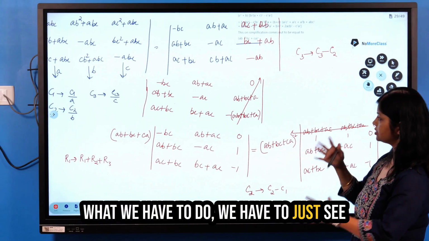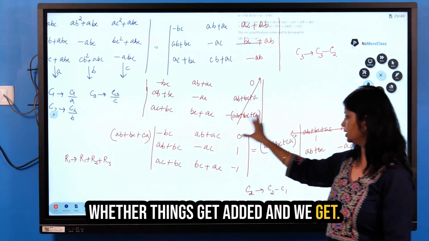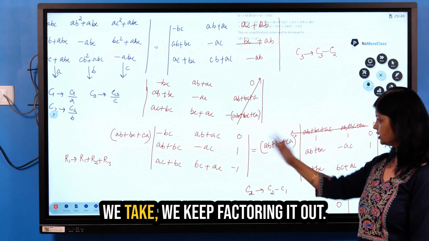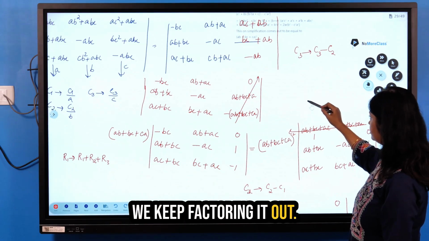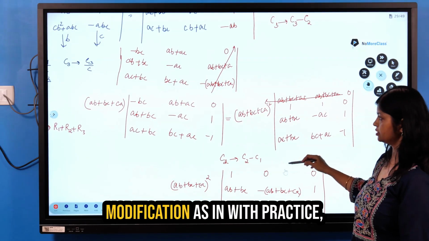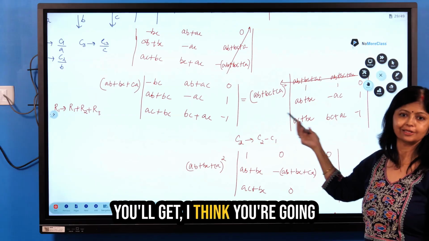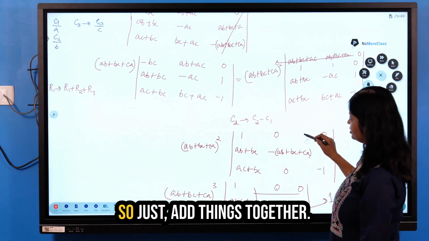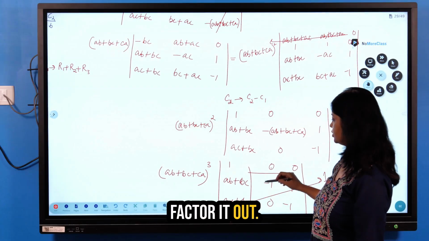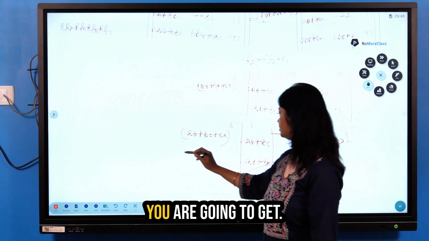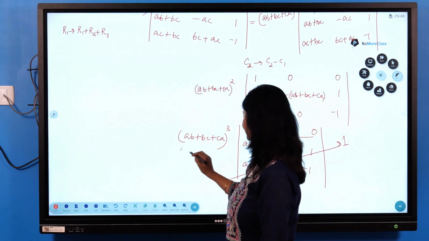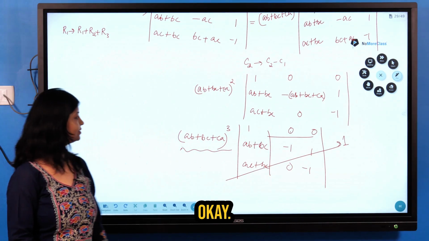What we have to do, we have to just see whether things get added and we get AB plus BC plus CA. So once we are able to create that, we keep factoring it out. We keep factoring it out. By doing desired row and column modification, with practice, you'll get it. I think you're going to get better than me also. So just add things together, AB plus BC plus CA, factor it out, factor it out. So finally, this is what you are going to get. This is the answer. Thank you.